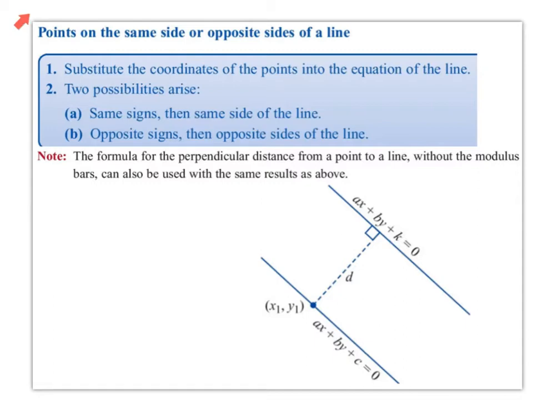Points on the same side or opposite sides of a line. 1. Substitute the coordinates of the points into the equation of the line. 2. Two possibilities arise. Same signs, then same side of the line. Opposite signs, then opposite sides of the line. Note, the formula for the perpendicular distance from a point to a line without the modulus bars can also be used with the same results as above.